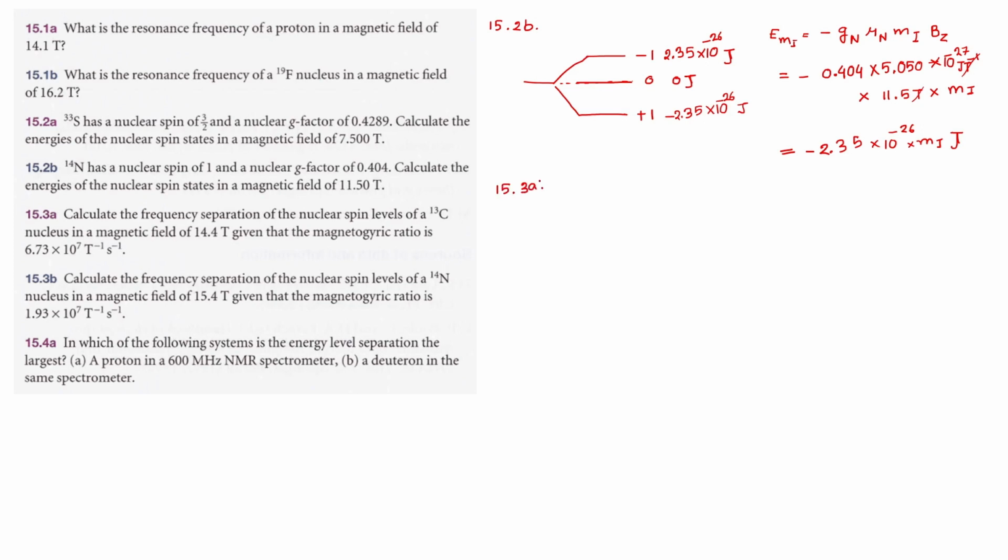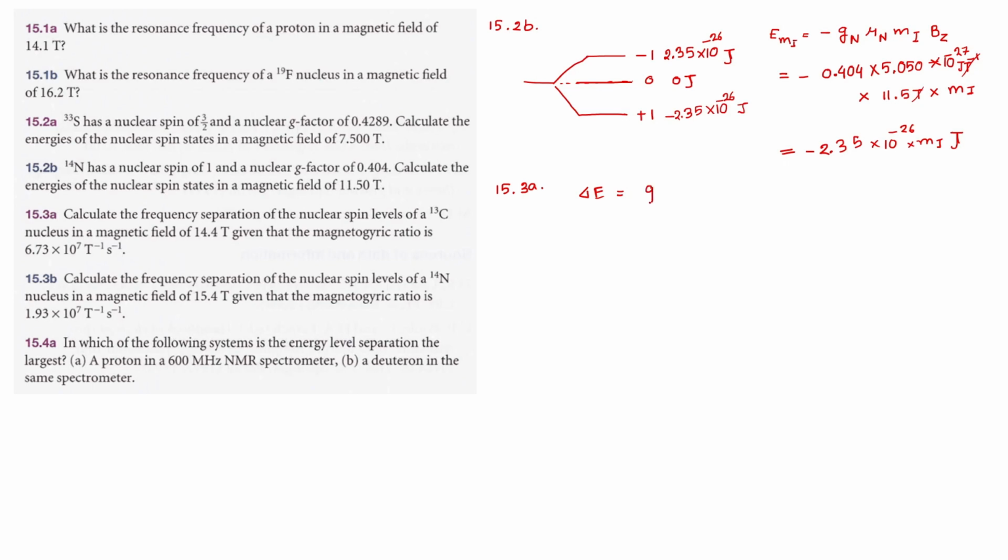The first question is: calculate the frequency of separation of the nuclear spin levels in 13C nucleus in a magnetic field of 14.4 Tesla, given that the magnetogyric ratio is 6.73 into 10 to the power 7 Tesla inverse second inverse. See, now instead of Gn or nuclear magneton, the gamma, that is the magnetogyric ratio, is also given. So you also know this formula, right?